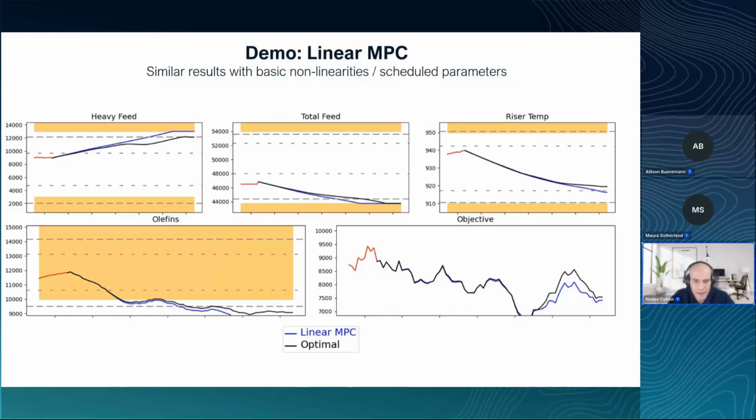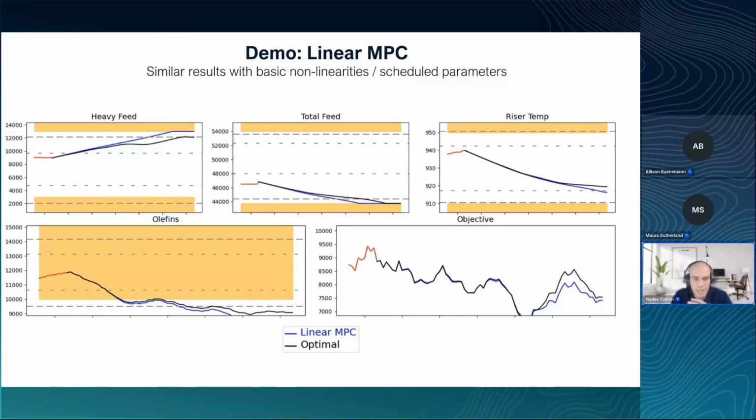In black here, that represents the optimal trajectory. That's the optimal MV moves, and the resulting behavior of the olefins rate and of the objective function. That's what you have in black. This is a simulative environment, so we could actually compute what the optimal moves are. And in blue, that's the trajectory of a linear MPC.